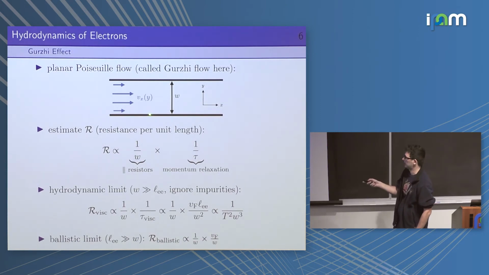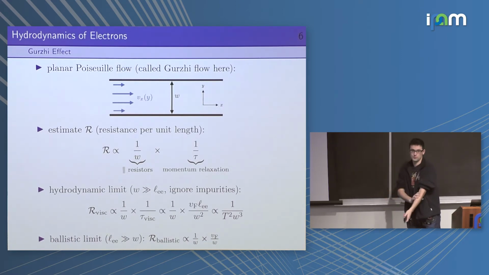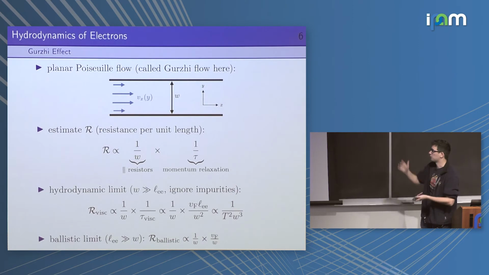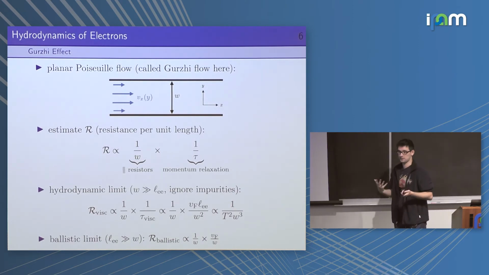So how long does it take to get from this boundary to this one? That will be W divided by our Fermi velocity. This gives us this 1 over W squared scaling. Okay? So 3 different experimental predictions just in this sort of simplest geometry.